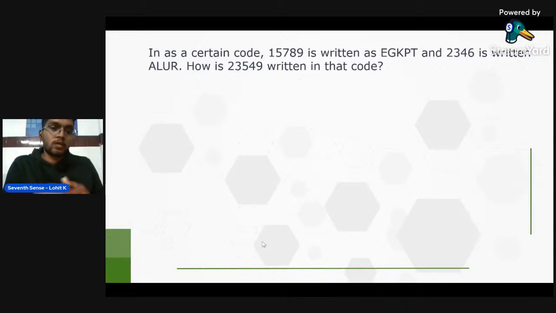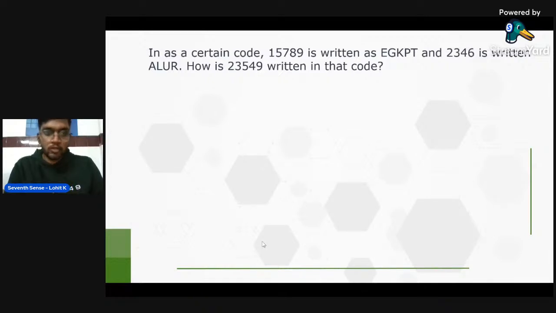Okay, correct. Now do this one. What could be the answer for this? If you got the answer, just tell me in the chat box. Okay, ALGUT. What is 2 here? 2 represents A. What is 3? 3 represents L. What is 5? 5 will be G here. ALGUT. Yeah, it is correct.